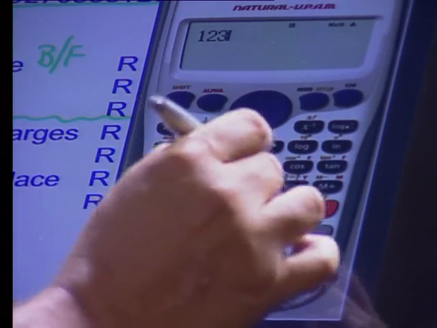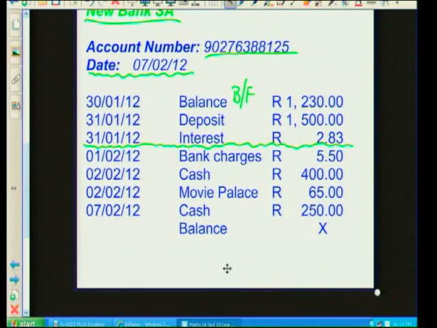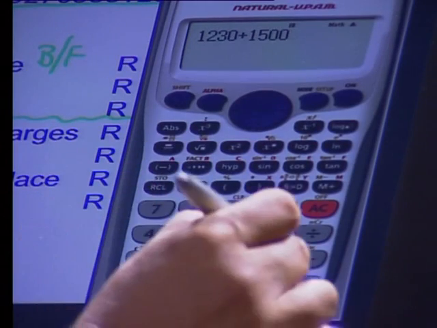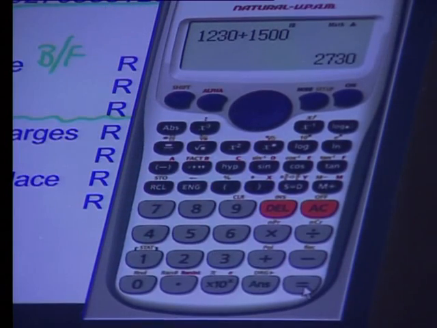1230. Right, now, my deposit is 1,500 Rand. In other words, someone's come along and put 1,500 Rand in my account. Either my boss or a very, very, very nice granny, okay? But I've got 1,500 Rand. So it's been put into my account, so obviously my balance is going to get bigger. So let's have a look at that, okay? So plus 1,500 Rand equals. So far I have 2,730 Rand in my account.